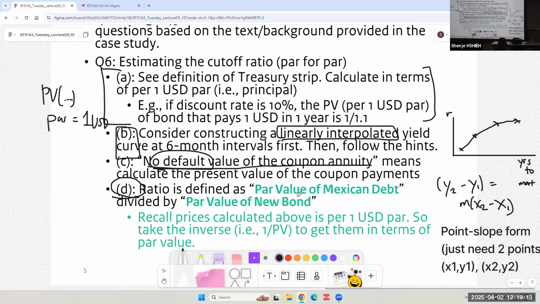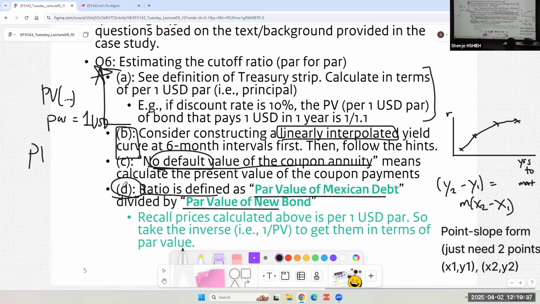And lastly, part D will ask you to calculate a ratio. To do that, you take the par value of the previous debt divided by the par value of the new bond. You'll be asked to calculate the present value of both of these contracts in the previous part, so I won't go over that. Just know that when you calculate the present value, it will always be in terms of per US dollar.